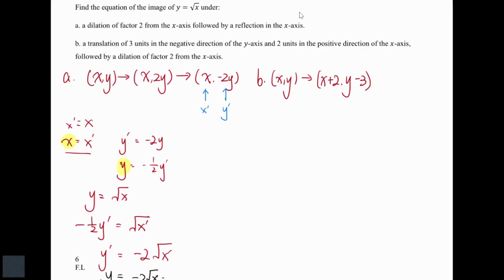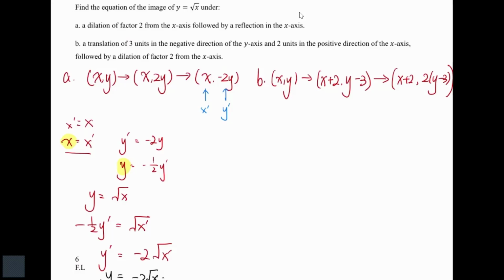Now, after that, I will then dilate by a factor of 2 from the x-axis. So that means I'm going to times my y value by 2. Yeah, from x, change y. Dilation means times. So I'm going to times my y coordinate by 2.